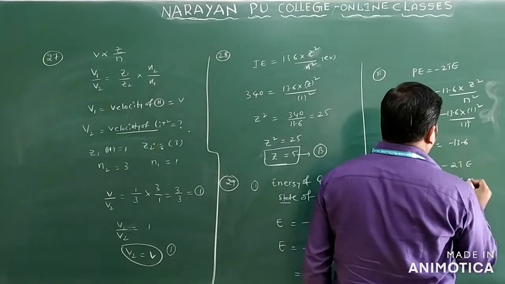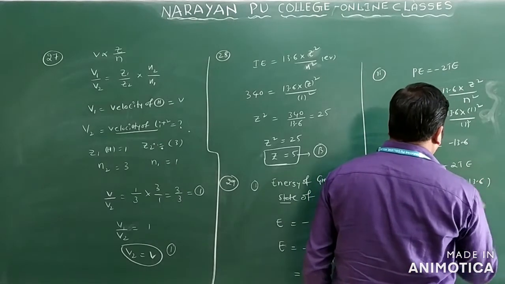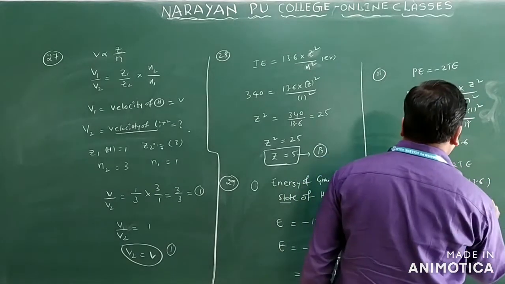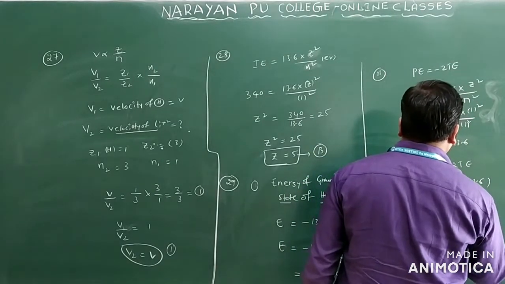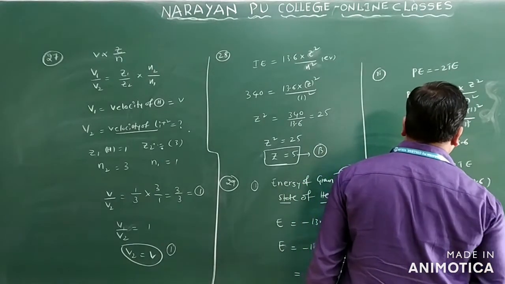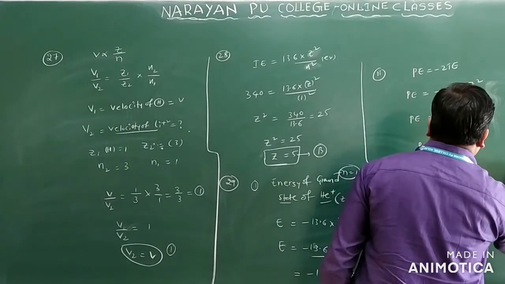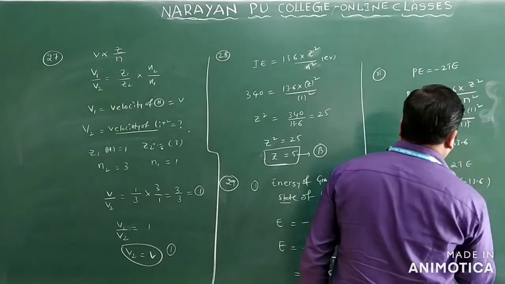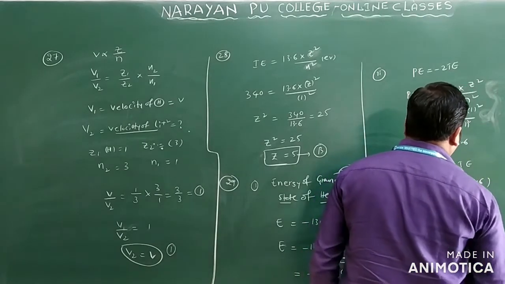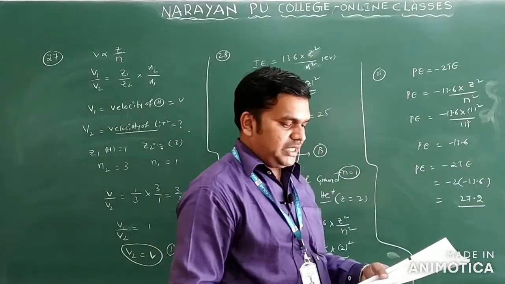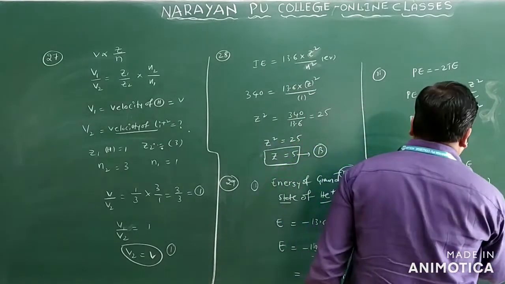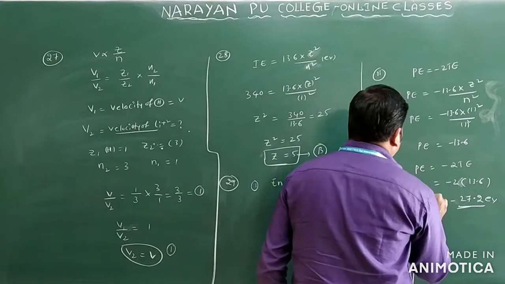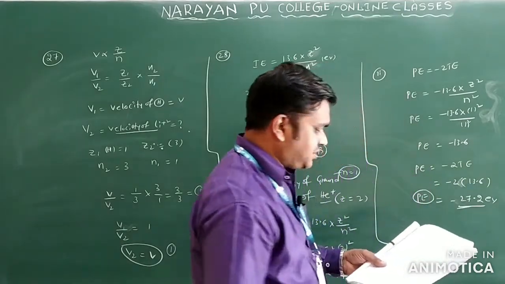This is minus 2 into, you will write here, minus 13.6. Minus into minus is plus, we can multiply this one. What do we get? This is 2 only. 13.6 into 2, you will get 27.2 here. So this is minus 27.2 electron volts. This is for the second option we have.